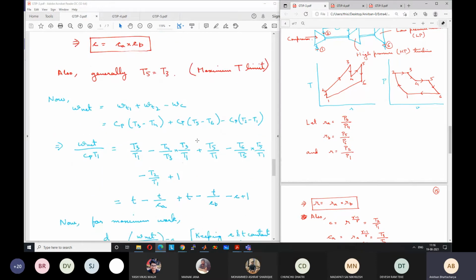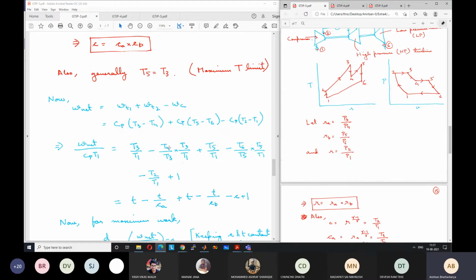Okay, this is the net work output, and in non-dimensional form we can write this as W net by CpT1. So after some algebraic manipulations, what we can find is that Cp gets cancelled and you have T3 by T1 minus T4 by T3 into T3 by T1, plus T5 by T1 minus T6 by T5 into T5 by T1, minus T2 by T1 plus 1. Okay. So T3 by T1 is the temperature ratio. If you remember, previously we have discussed the maximum to the minimum temperature in the cycle, which we have denoted as temperature ratio T.